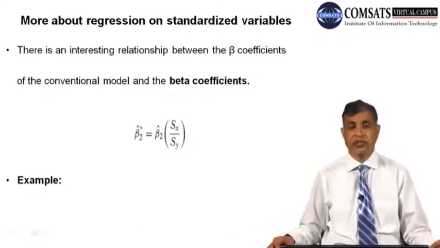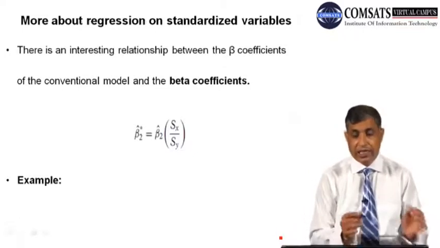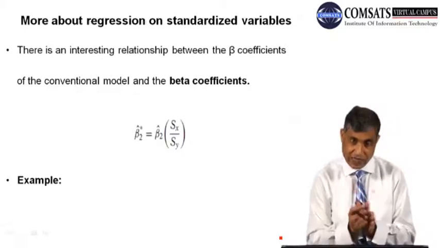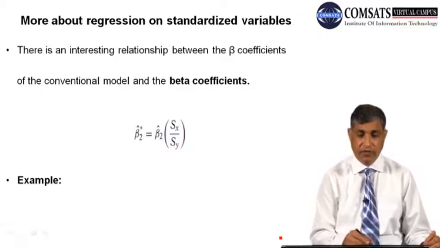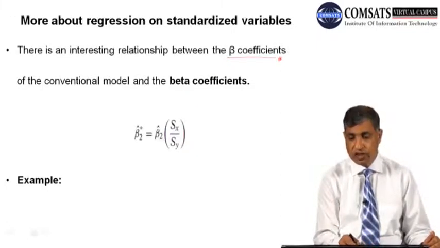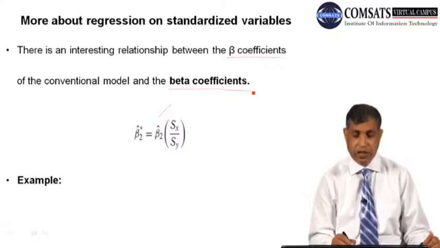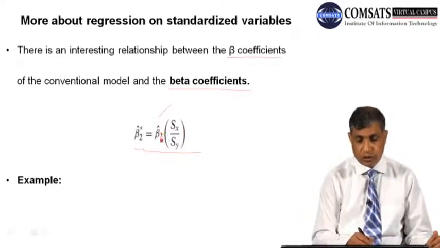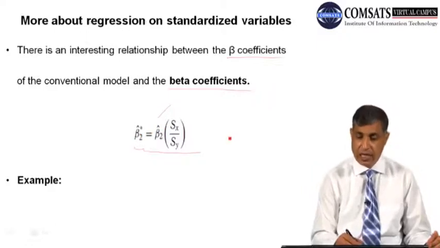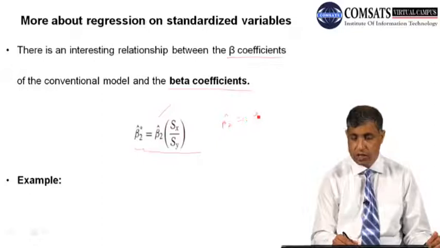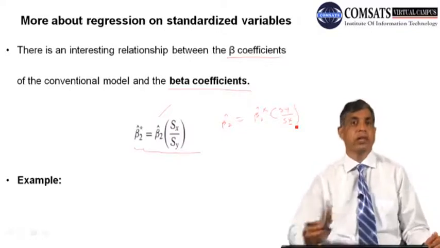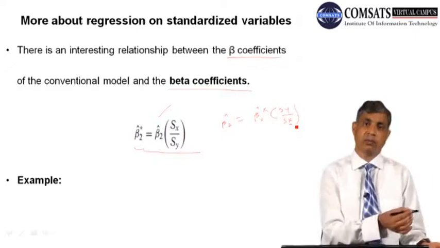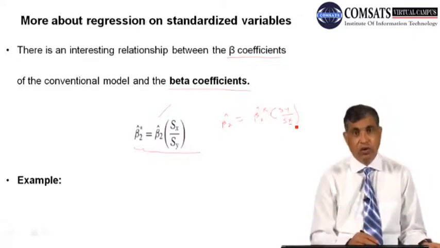More about regression on standardized variables. There is an interesting relationship between the simple beta coefficients and the standardized beta coefficients. This is the formula, and as I said previously, you should be able to show this formula. Beta 2 hat is equal to beta 2 hat star times sy over sx. Mathematically, you just bring one of the terms to the other side of the equation.